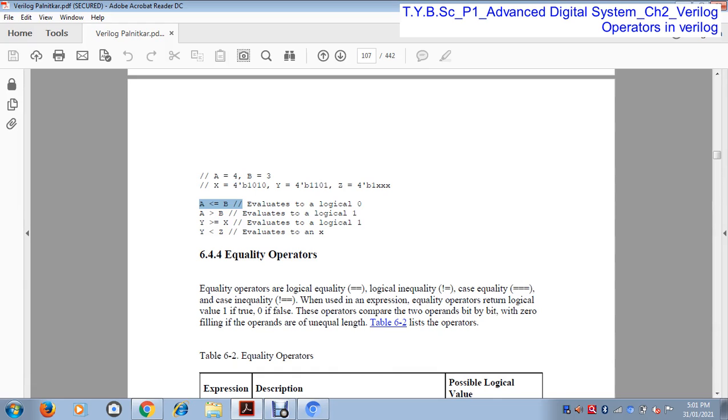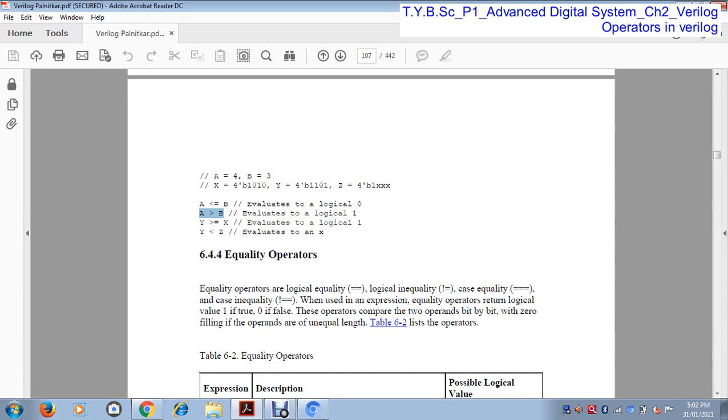Now a greater than b is true, because a is equal to 4 and b is equal to 3. 4 is greater than 3. So this expression is true. Therefore, the result of this expression is 1. Here also, y greater than or equal to x. What is the value of y? 1, 1, 0, 0, 1 and x is 1, 0, 1, 0. Obviously, y is greater than x. This expression is true. Therefore, it is logical 1.